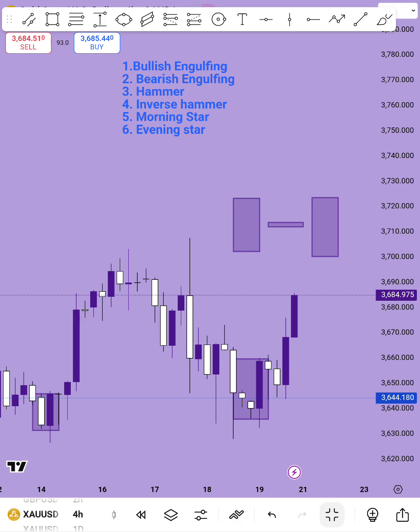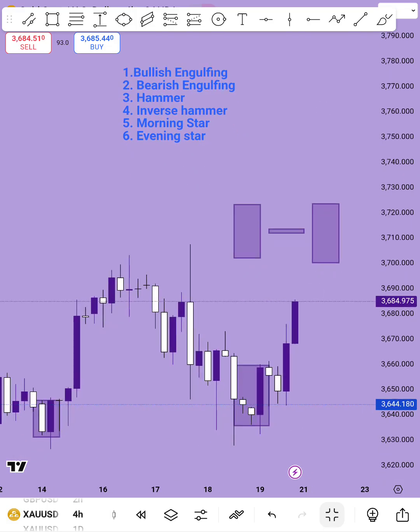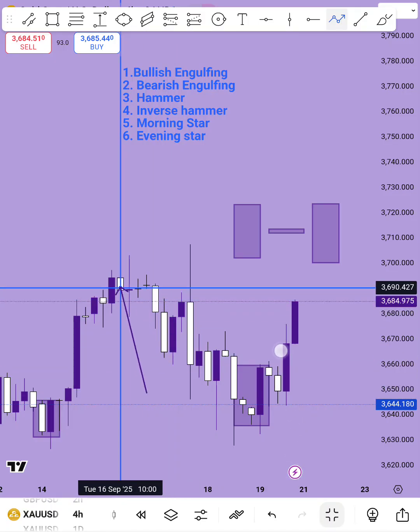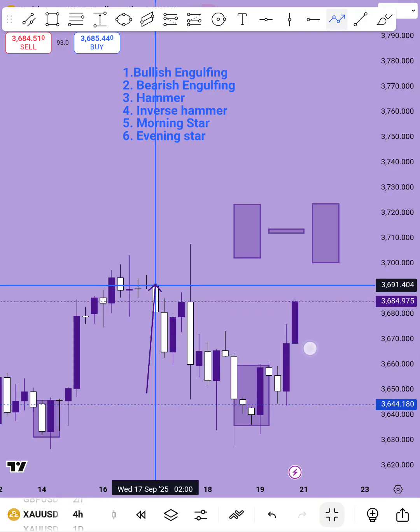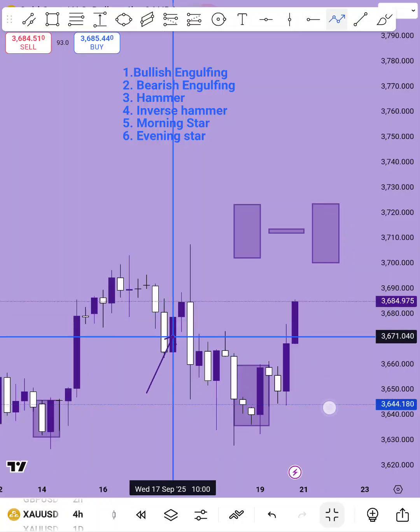An evening star is something like this. Can you see? Something like this. Do we get it? Because this candle has formed, this candle has formed, this candle has formed. Then this next candle just formed, and it was engulfing all these candles there. Well, it's an indicator for me to get in for a sell.